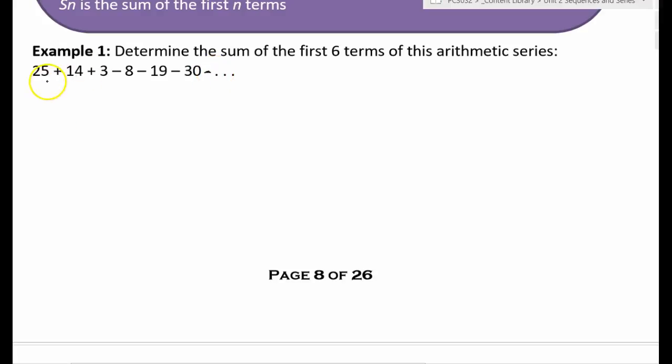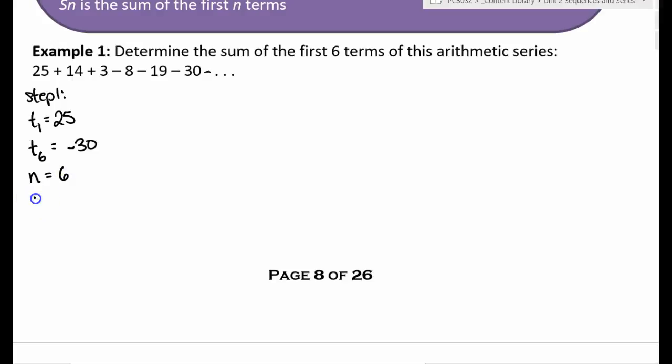So step 1, just identify some variables that are going to be helpful. So term 1 is 25. We are going up to term 6. So that's going to be -30. And so n is going to be 6.